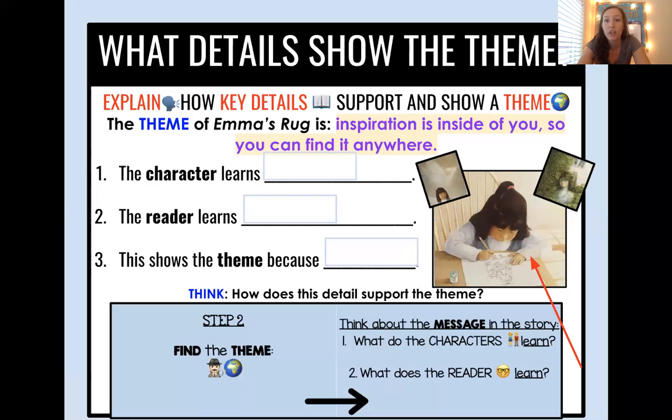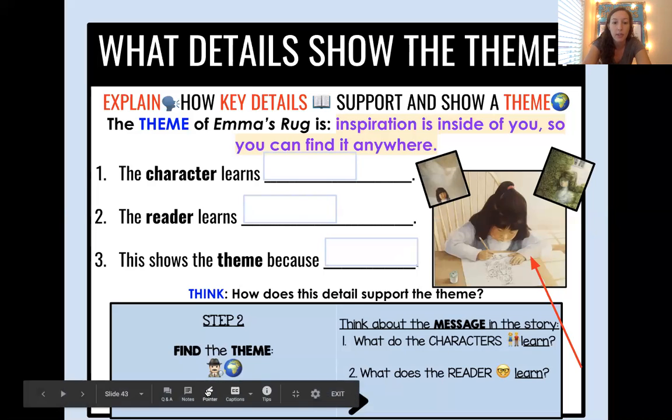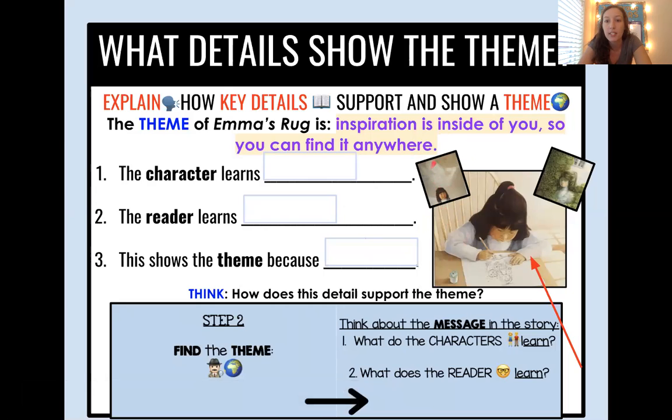So we have this first picture right here. Let me find my pointer. This first illustration right here of Emma in her room. And here behind her, we see a creature. She becomes afraid in her room because she thinks something is behind her. But is it a real creature? No, it's a creature from her imagination.